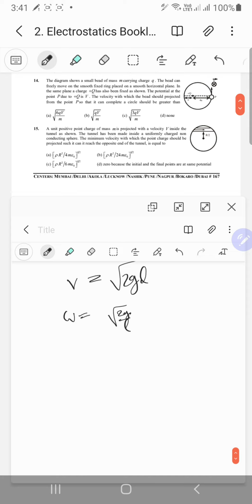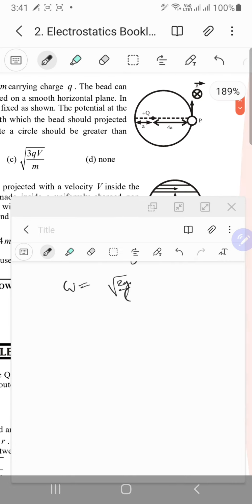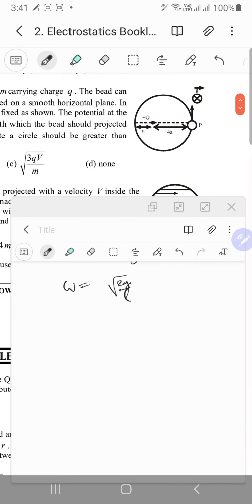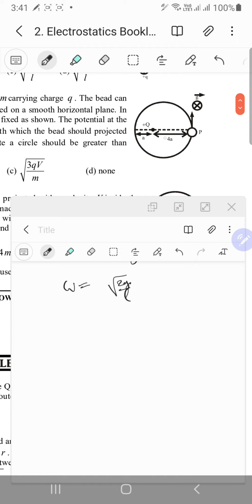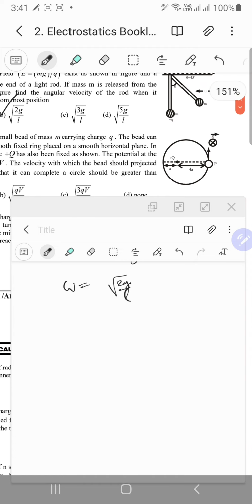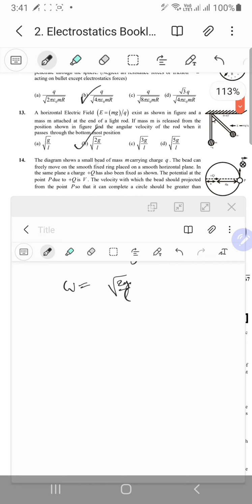The diagram shows a small bead of mass m carrying charge q. Where? Which is the bead over here carrying charge q? I don't know. Okay, the bead can freely move on the smooth fixed ring. This is the fixed ring, I think. Oh, so this is the bead. Fine.